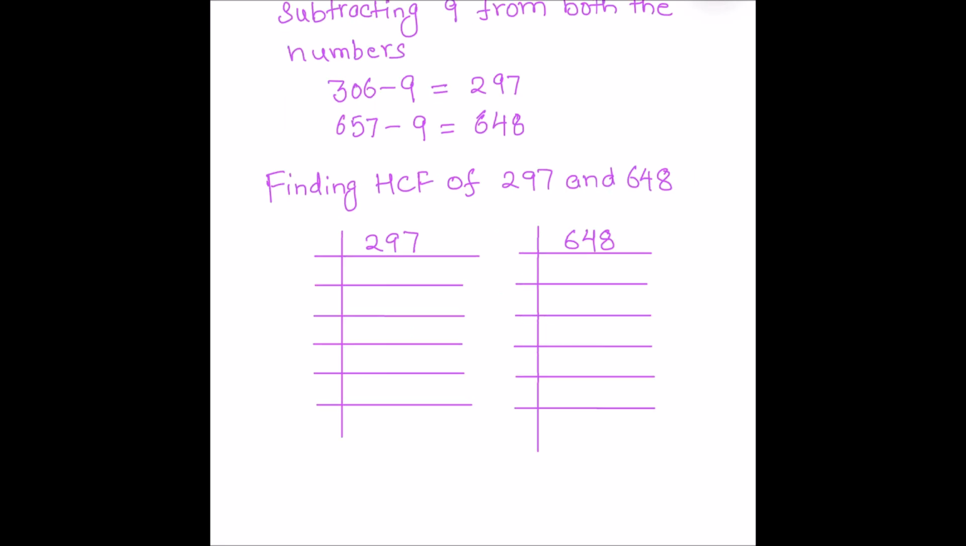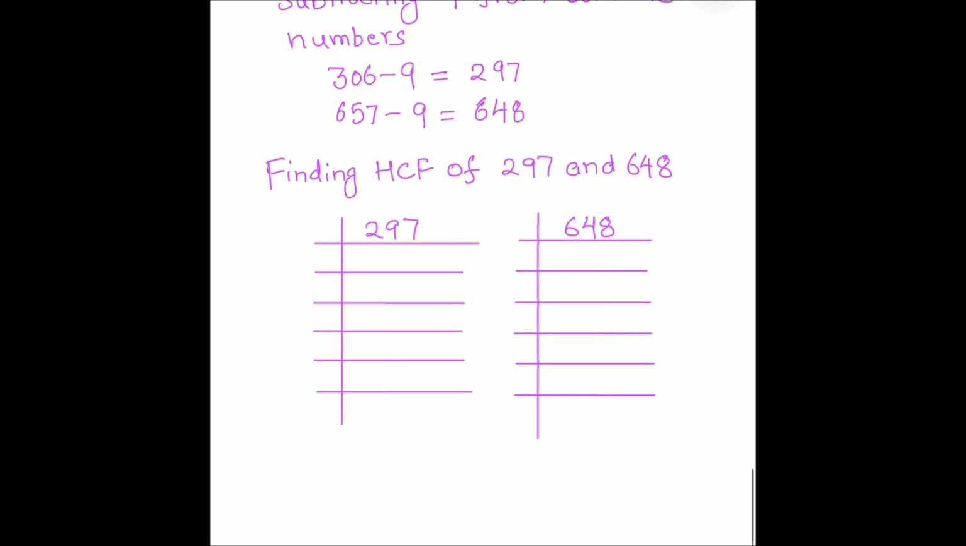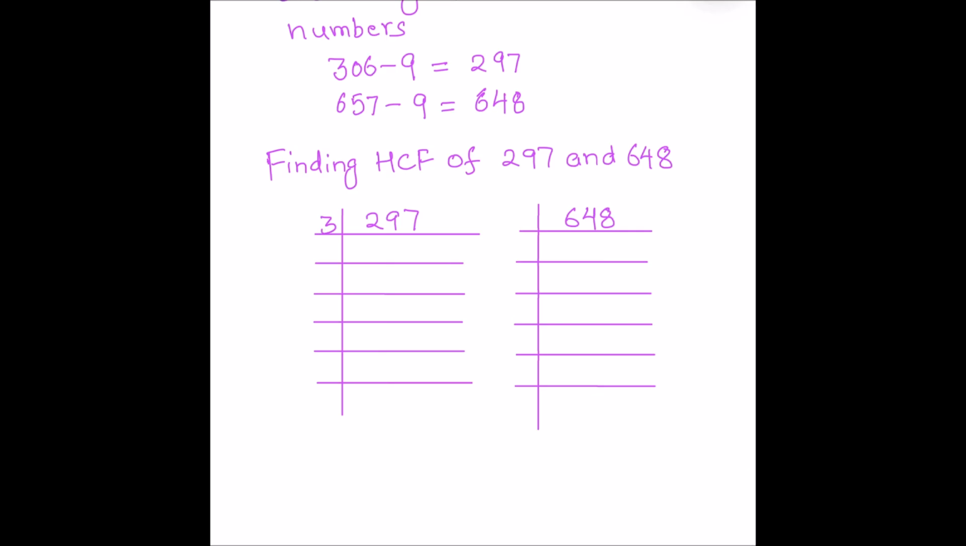So let's divide 297 first. It is divisible by 3. 3 times 9 is 27, 2 is remainder, and so we get 99. Again we can use 3 to divide 99. 3 times 3 is 9, 3 times 1 is 3. And 11 is a prime number. It is only divisible by 11. 11 times 1 is 11. So let's write the factors of 297, which is 3 times 3 times 3 times 11, or in exponent form, 3 cube times 11.